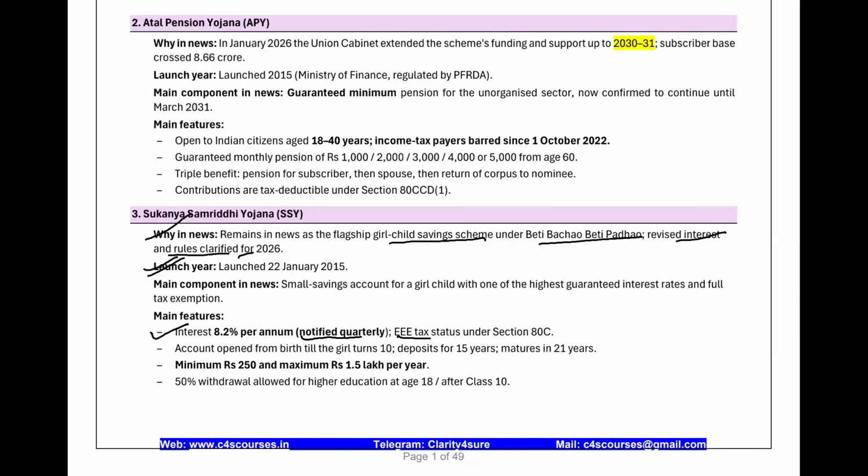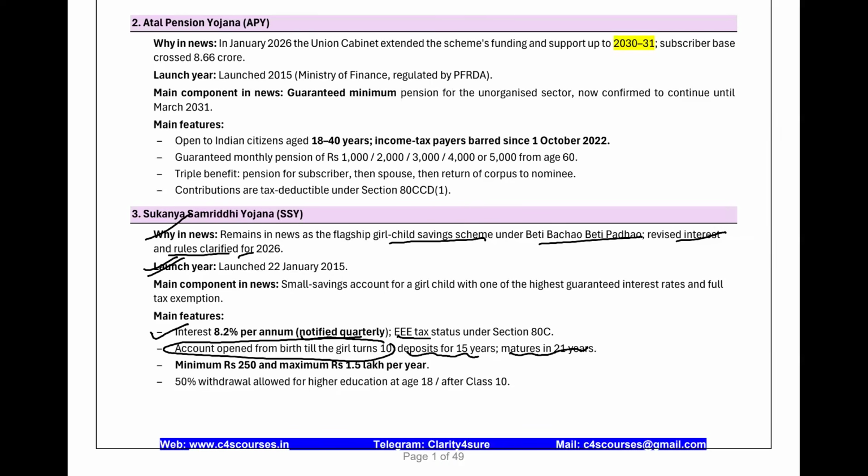Maturity कितना है? 21 years. Please remember, maturity is 21 years. Deposits for 15 years. Deposits कितने साल तक करना है आपको? Till 15 years. And below the girl age 10, the account can be opened. Are you getting my point?